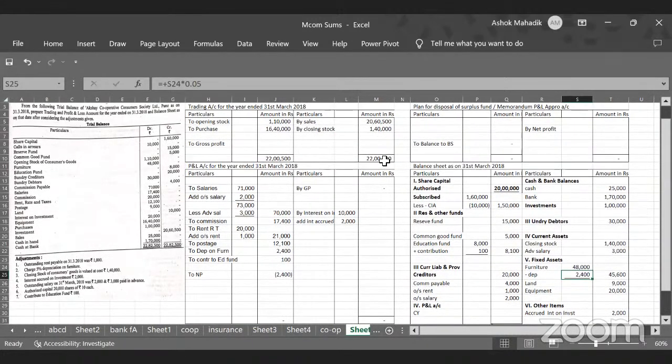First, I have just put the formula for GP now. Total minus 110 minus 1640, 450,500. This will be carried forward to P&L account, 450,500. I have put the net profit formula. It's 448,100.